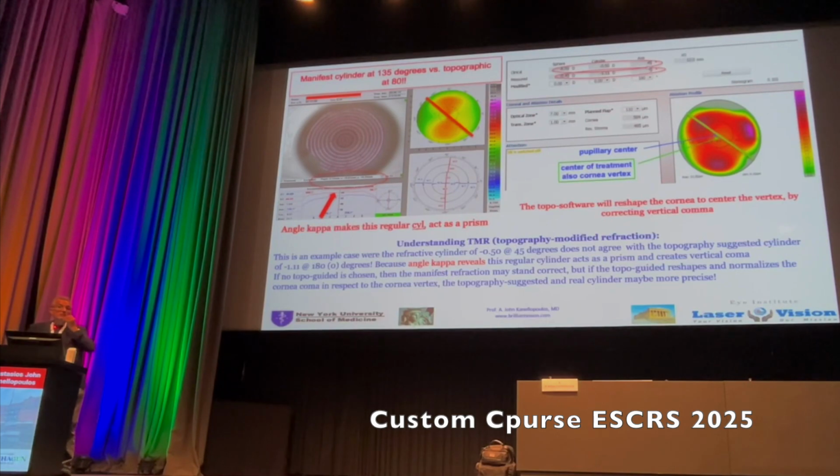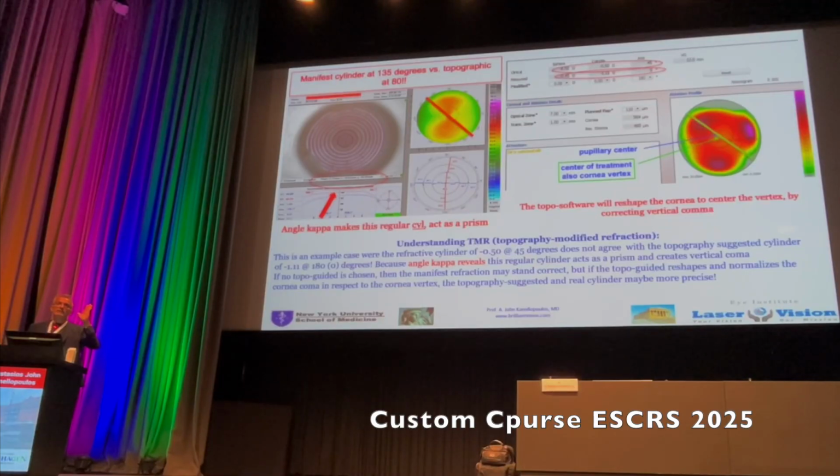The waveform measurements are the same, and the ray tracing measurements are the same. The reason this patient refracts at a different axis and amount of astigmatism is because of the angle kappa. On the x-axis, the angle kappa is only 30 microns. On the y-axis, the vertical axis, the angle kappa is 200 microns. This means this regular astigmatism is seen by the patient like this, so it's tilted through the visual axis.